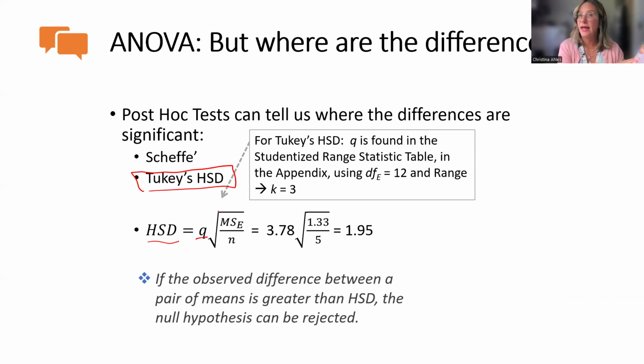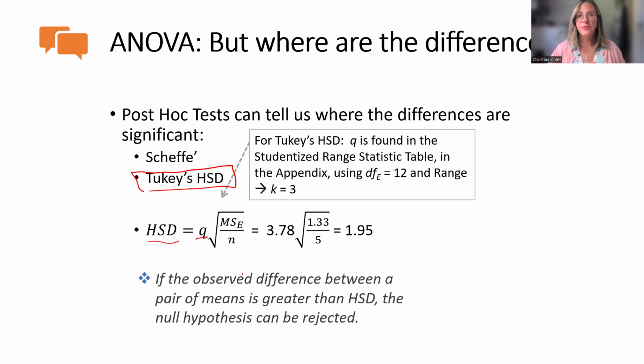So the studentized range statistic is a whole separate table. It's table A.4. And you'll see at the top it says range. For us, the range is 3 because K is 3. And then you're going to use your degrees of freedom error. If you remember, that was 12. So on the far left, degrees of freedom error is 12. And because we used 0.05, we're going to use the light face. So 3.01 or 3.78, because we're using 12 and 3, and we're using the light face. So our critical value for this, which is Q, is 3.78.